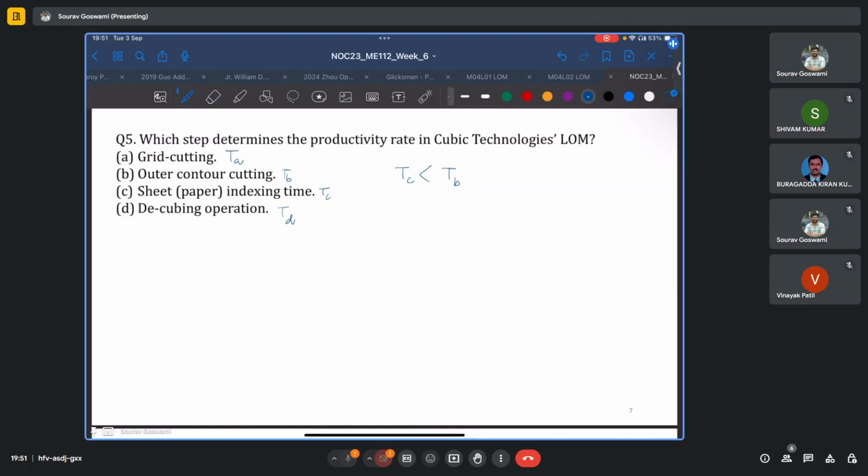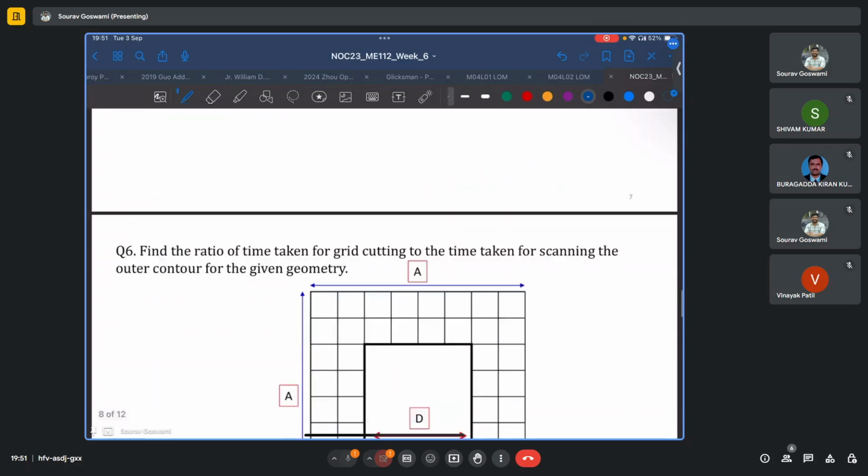Now you have the grid cutting time and the decubing operation, and we saw how the decubing operation takes hours, while the grid cutting will take a few minutes at most, if not seconds. And to determine the productivity in cubic technologies, we will have to look at the slowest step, or the rate determining step. So in this case, option D, the decubing operation determines the productivity rate.